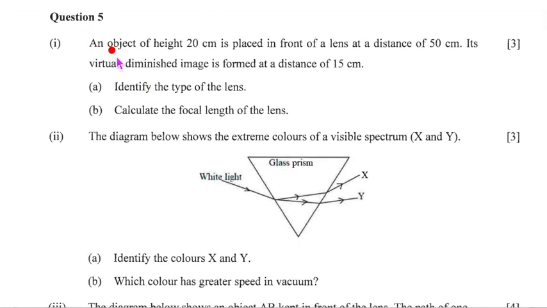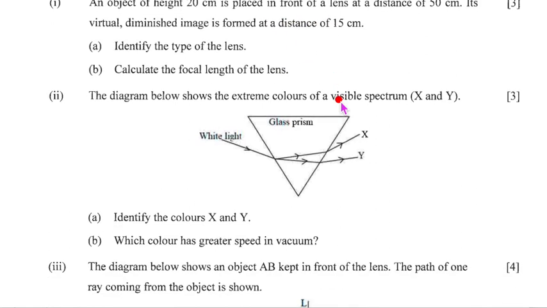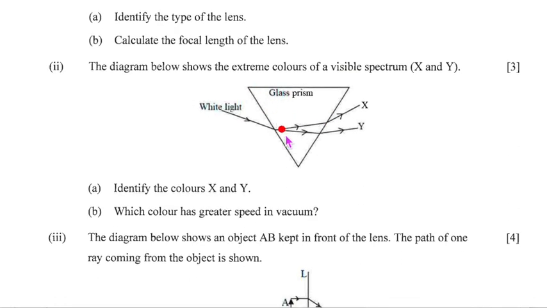Let us look at question number 5. Object of height 20 centimeters at a distance 50 centimeters. Virtual diminished image is formed here. So this is the image distance. Now type of lens. Virtual diminished means it's a concave one. Calculate the focal length. If we have learned the formula, the lenses formula, then we can attempt this. This one is looking like a very simple diagram. Only thing is that it's inverted.